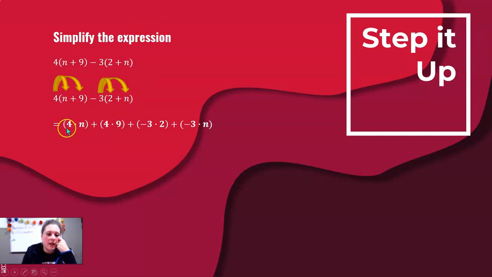So I'm going to do the multiplication. So 4 times n is going to be 4n. I'm going to just show you the answer here, or not the final answer, but this step. So 4 times n is 4n. 4 times 9 would be 36. Negative 3 times a positive 2 is negative 6. And then negative 3 times n is negative 3n.